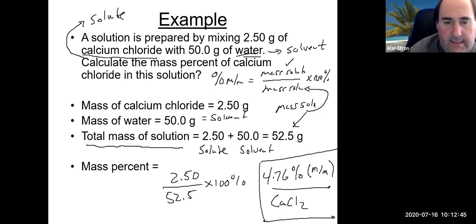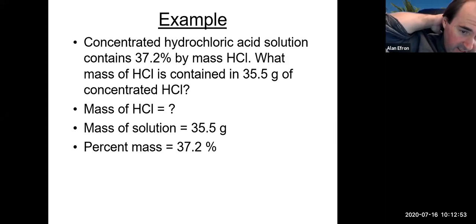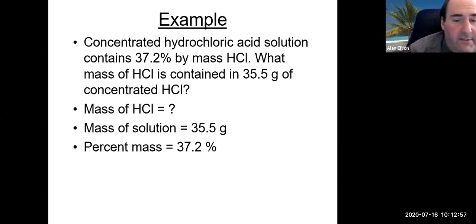All right, let's take a look here. So why don't you try this one? The concentrated hydrochloric acid solution contains 37.2% by mass hydrochloric acid. What mass of hydrochloric acid is contained in 35.5 grams of the concentrated hydrochloric acid solution? So see what you come up with.